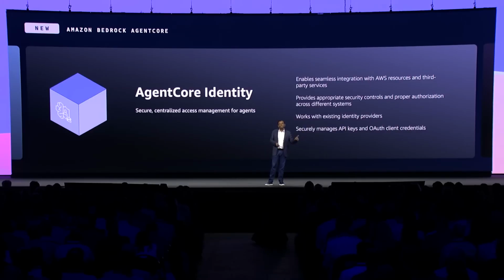Salesforce. Agent Core works with your existing identity providers, including Amazon Cognito, Okta, Microsoft Entra ID, and others, so there is no need to migrate your users or rebuild your authentication flows. For agent builders, we simplify access to third-party services by securely managing API keys and OAuth client credentials.